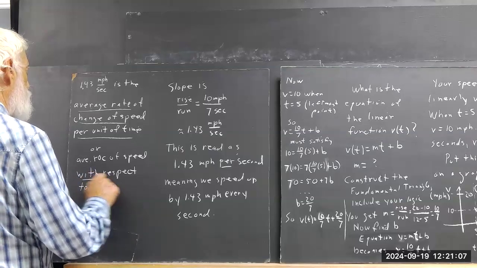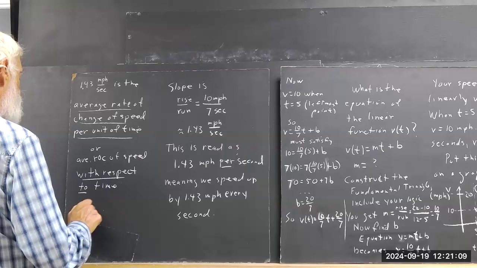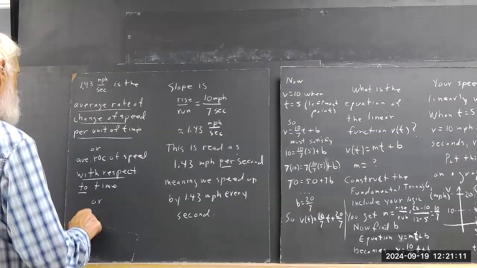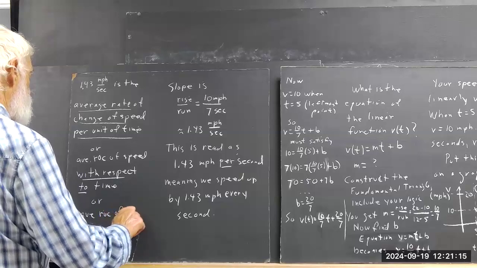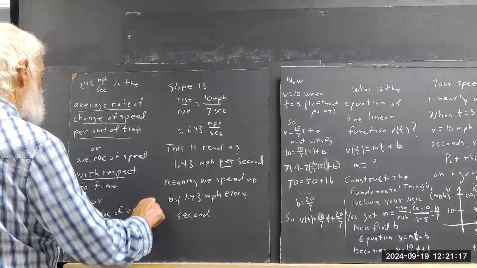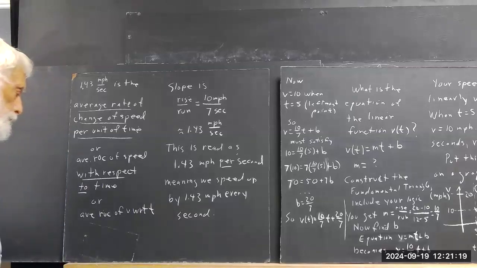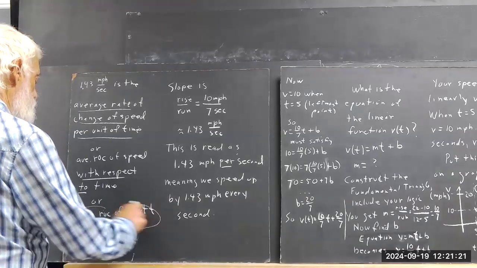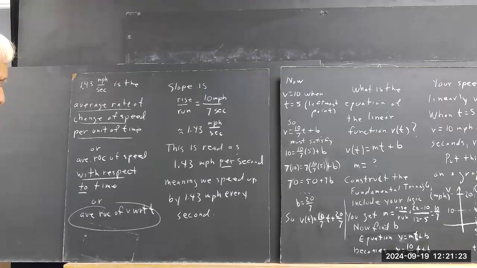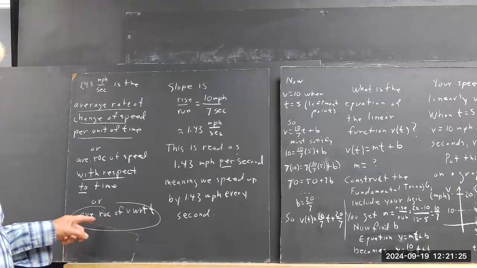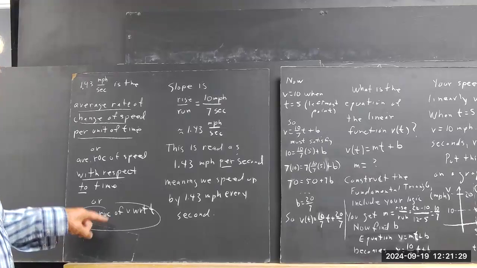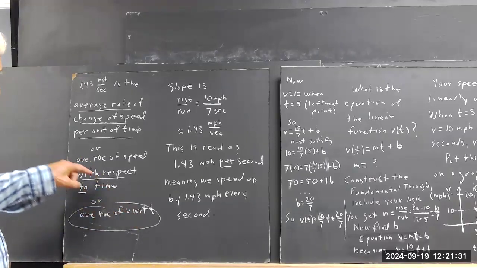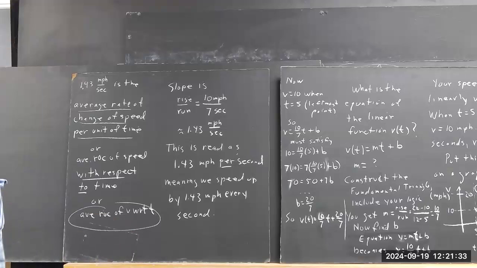I use with respect to time, or abbreviating it really a whole lot. ROC for rate of change. WRT for with respect to. Okay.